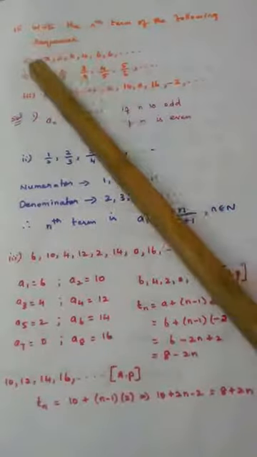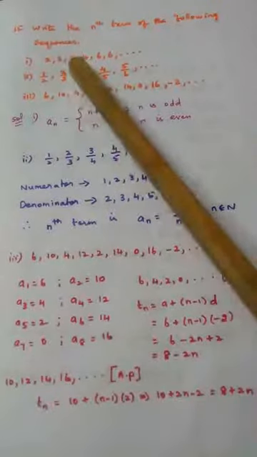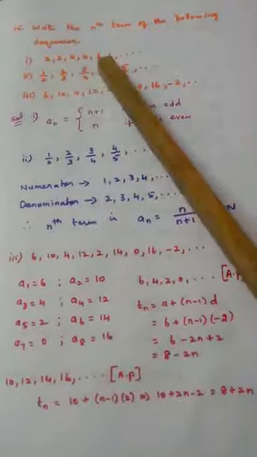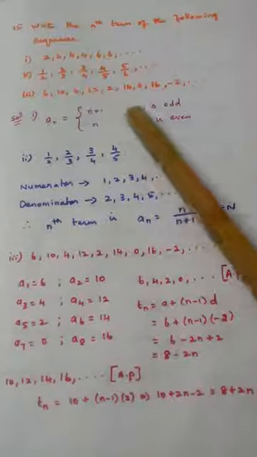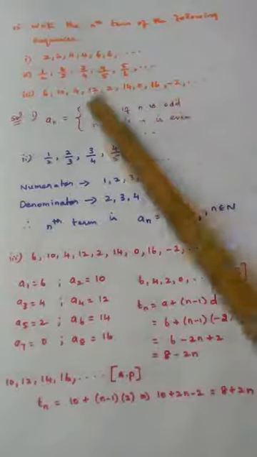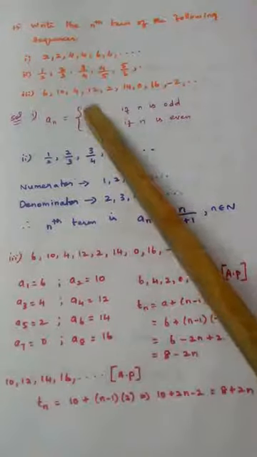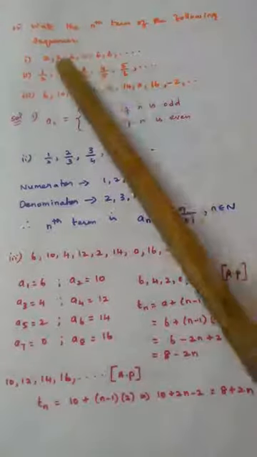Analyze it properly. First term 2, third term 4, fifth term 6. What will be the seventh term? 8. So 1 more than that. That is why I am writing, if n is odd, then the value is 1 more than n, that is n plus 1. And go for the even places now.